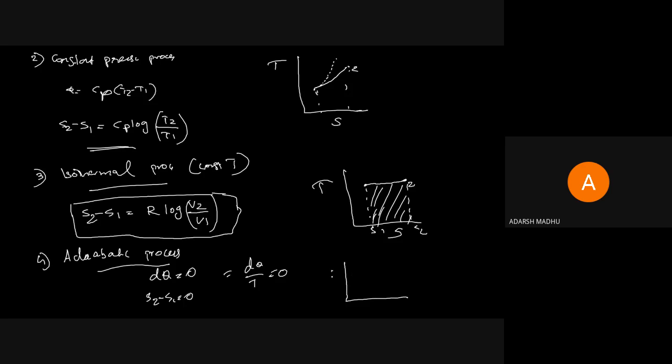So there is no change in entropy in the adiabatic process. That is, in the TS diagram you can draw it as constant entropy, 1 to 2. So the figure will be like this. Okay, adiabatic process. And the last case is polytropic, right? Polytropic.